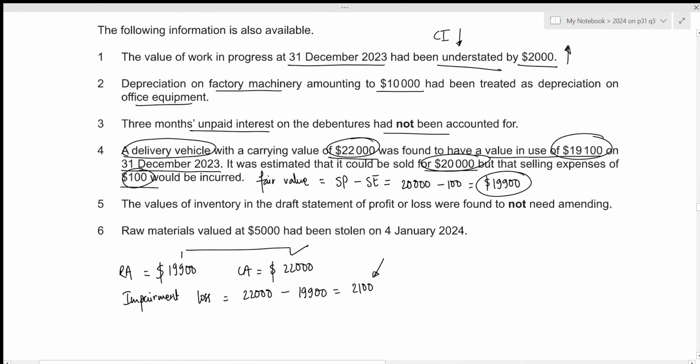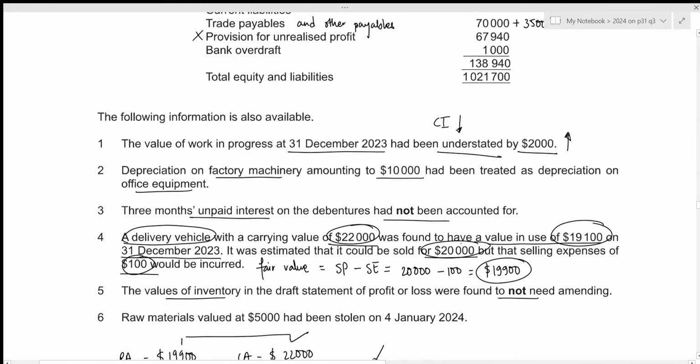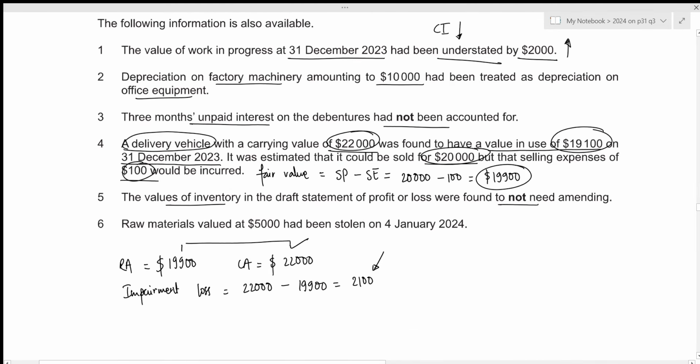For the fifth one, the values of inventory in the draft statement of profit or loss were found to not need amending. Okay, so the values given here are correct. Then raw materials valued at 5,000 had been stolen on 4th January 2024. Remember that our closing date is 31st December 2023 and the impact on inventory, the goods being stolen, is on the date of 4th January.